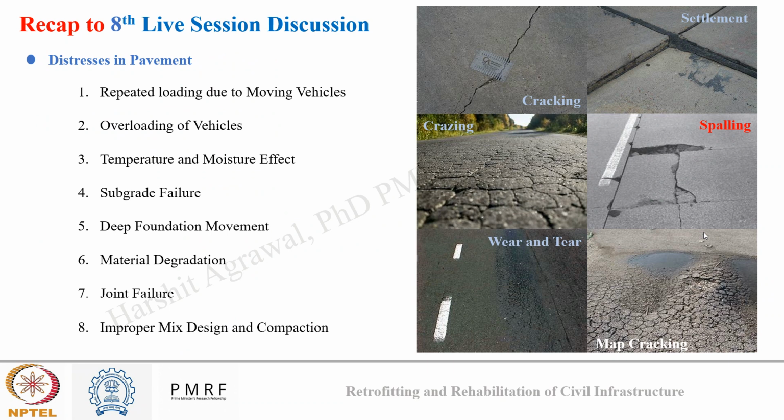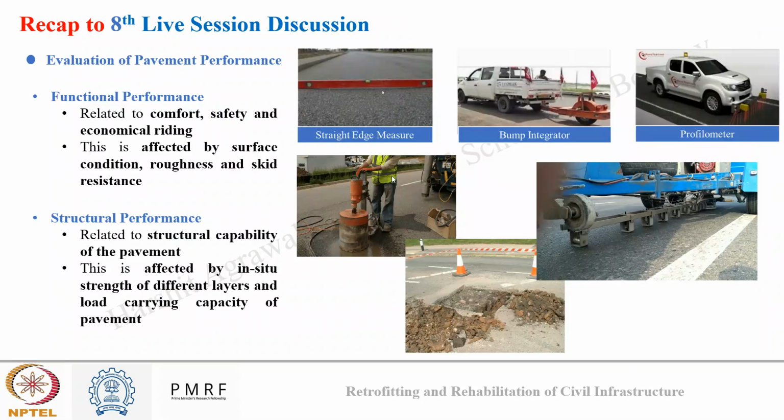There can be different types of distresses in terms of their visuality. A few of these are shown on the slide here. You can see cracking, settlement, crazing, spalling, wear and tear, and map cracking. We saw in detail about various types of identification of distresses. Then we talked about how we evaluate pavement performance.